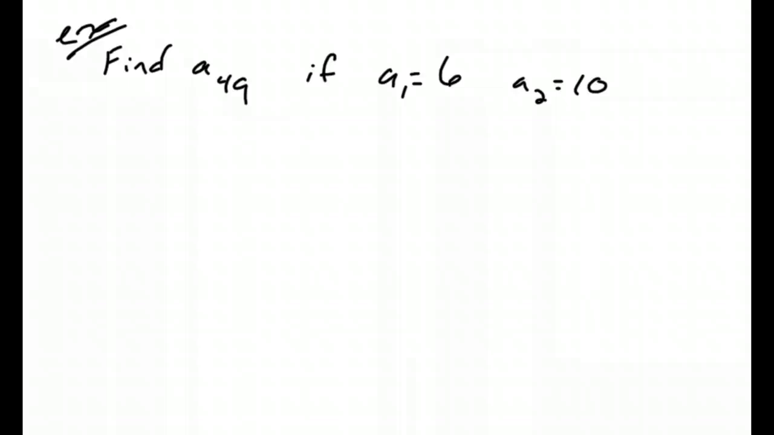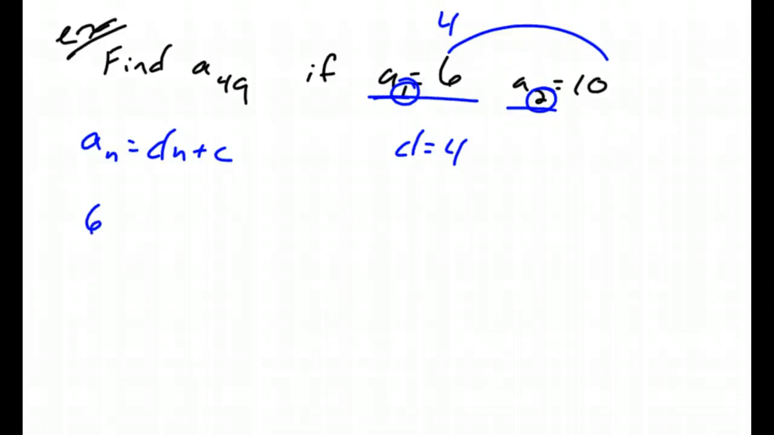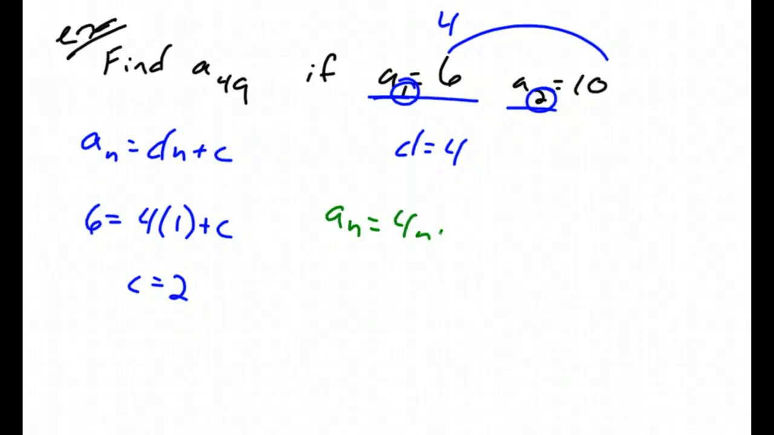Another problem you may see is it may ask for a specific term based on 2 terms that were given to you. If I have my first term and my second term, I notice that the difference between these 2 is 4, so d is 4. And I know the formula a sub n equals dn plus c. I can use a sub 1 or a sub 2, it doesn't matter. Whatever you want to plug in, just make sure you apply the correct n with it. So if I use a sub 1, which is 6, my difference is 4, n is 1, plus c, so c must be 2. When you subtract 4 to the other side, 6 minus 4 is 2. So my formula is a sub n equals 4n plus 2.